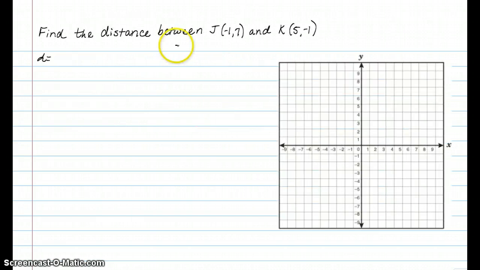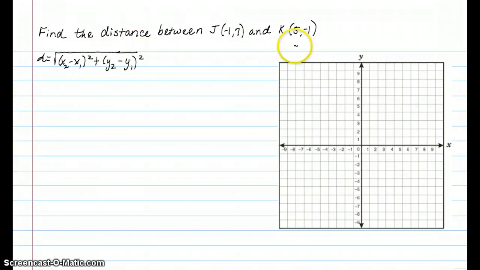Okay, now we're going to find the distance between J (negative 1, 7) and K (5, negative 1). So the distance formula is d, because that's the hypotenuse, equals the square root of your a values, your run values, x sub 2 minus x sub 1 squared, put together with your b values, which are your rise values, you'll see those in a minute, y sub 2 minus y sub 1 squared. So that's your distance formula.